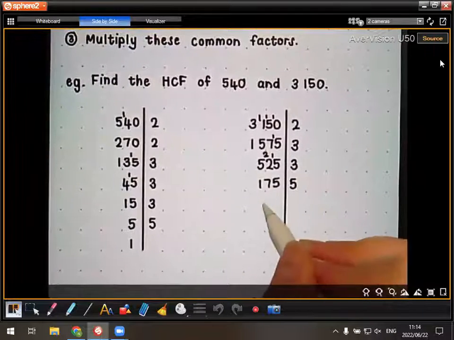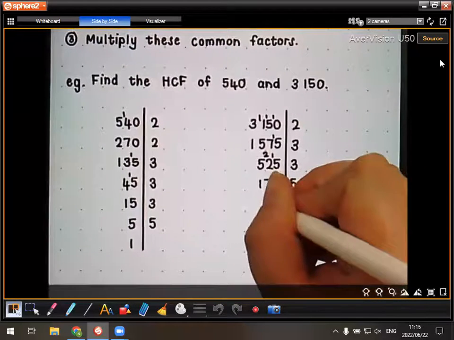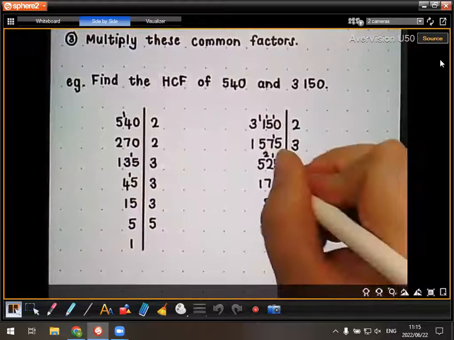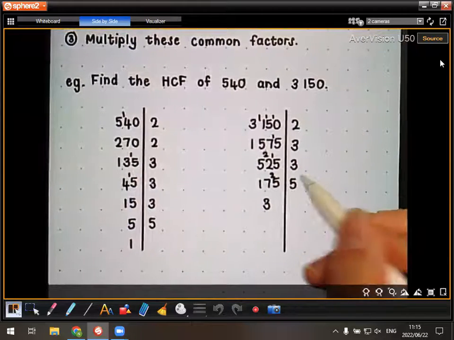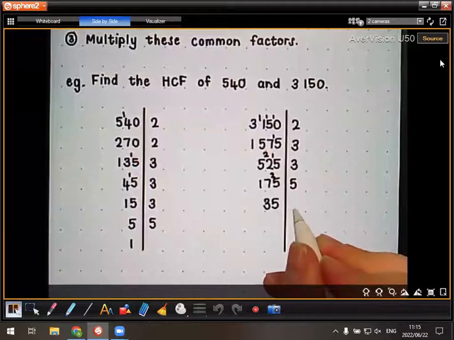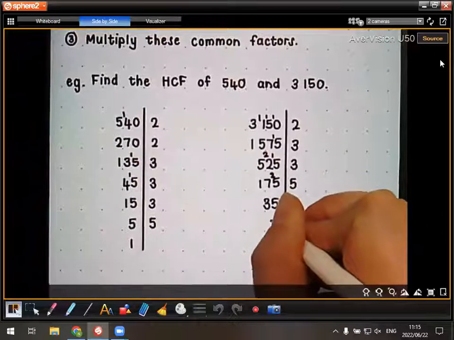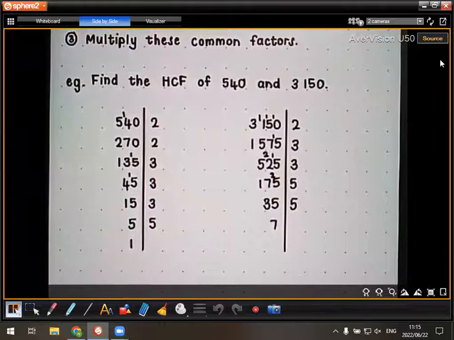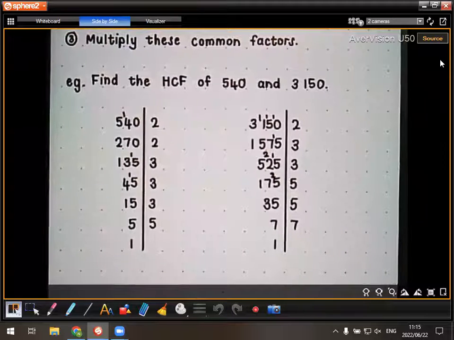1 divided by 5 is nothing. What about 17 divided by 5? 3, but that will give me 15, so my remainder here is going to be 2. And now what's 25 divided by 5? 5 again. Does 5 go into 35? Yes. What's 35 divided by 5? 7. So what is my last prime factor going to be here? 7. And 7 divided by 7 is 1.